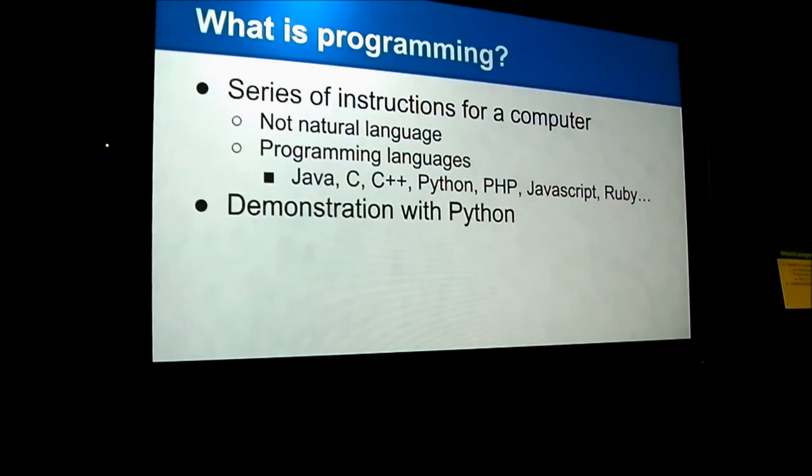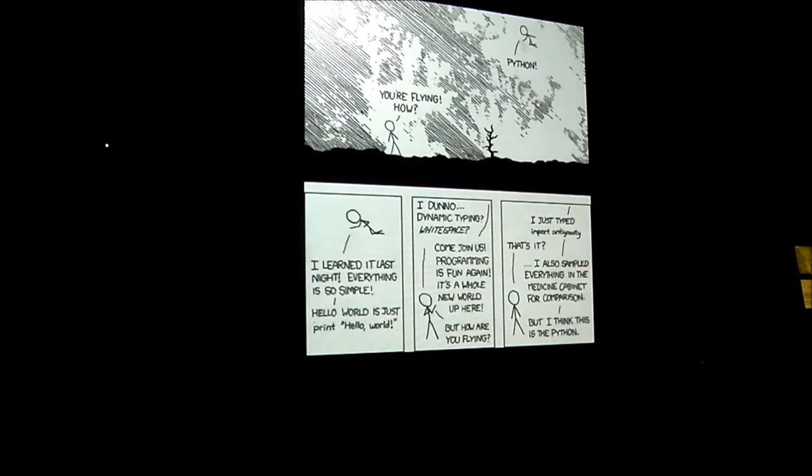To show you the difference between programming language and natural language, we're going to do a little demonstration with Python. Marcus is going to help me out. The reason we're using Python is because it's fairly simple to learn. This comic is just another humorous aspect, saying Python is fairly simple to learn. Hello world is just print hello world. You don't really need to know what dynamic typing and whitespace are yet. The point is, we're going to teach you Python because it looks more like English than, say, Java. Java looks like a bunch of punctuation with English. Python looks like awkward English, but it's English.